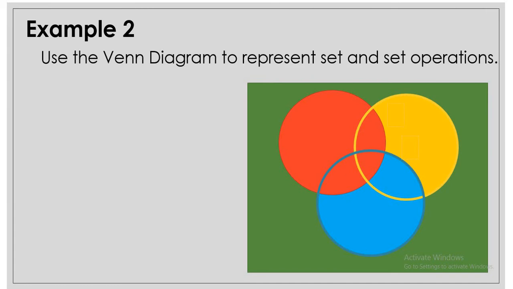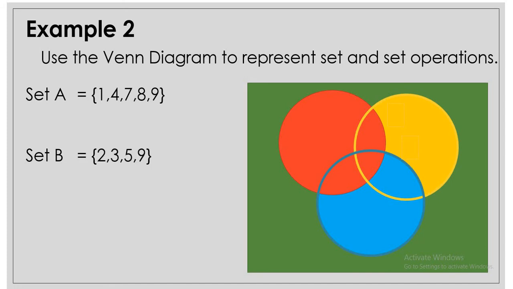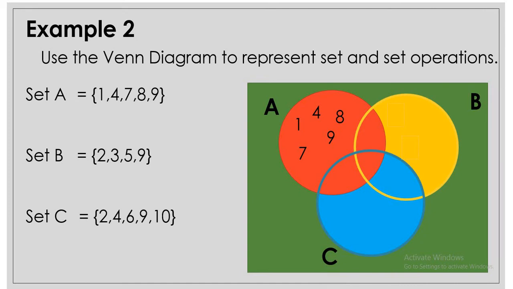Let's have another example. Use the Venn diagram to represent sets and set operations. Set A having 1, 4, 7, 8, 9. Set B having 2, 3, 5, 9. Set C having 2, 4, 6, 9, 10. Set A is the red circle, set B is the yellow circle, and set C is the blue circle. Let us put set A inside the red circle, having 1, 4, 7, 8, 9. Set B having 2, 3, 5, and 9. Set C having 2, 4, 6, 9, and 10.